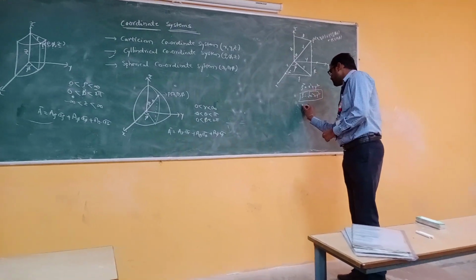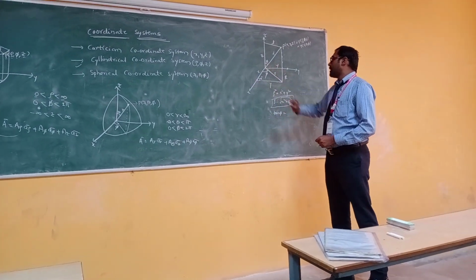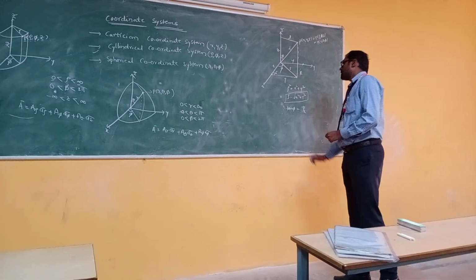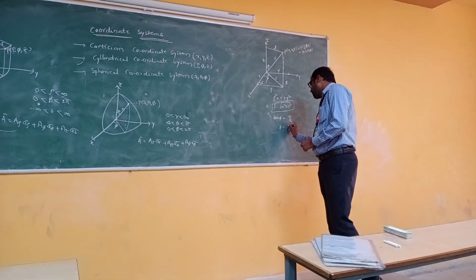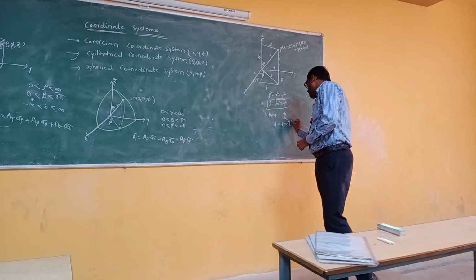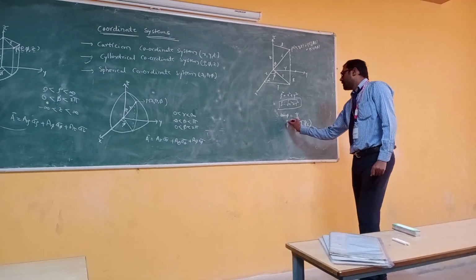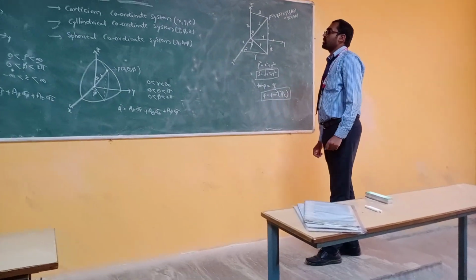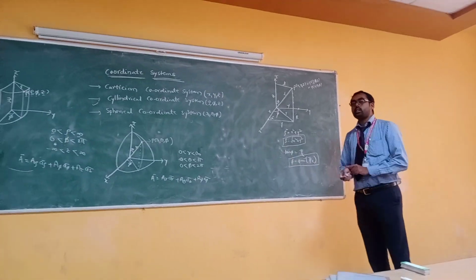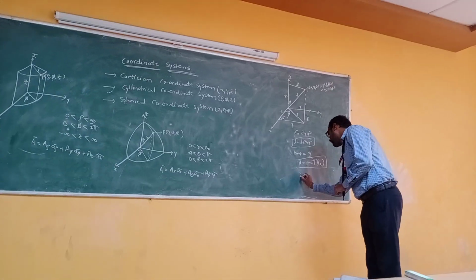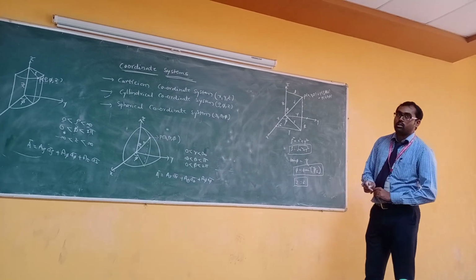Next, tan phi. Based upon this triangle only, what is tan phi? The tan phi value is y by x. Now phi is equal to tan inverse of y by x. This phi is the cylindrical coordinate system component, in terms of y and x, the Cartesian coordinate system components. The next value is the z value. The same z value is there in the Cartesian and cylindrical coordinate systems.